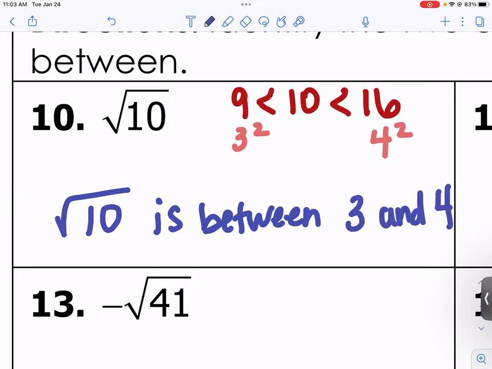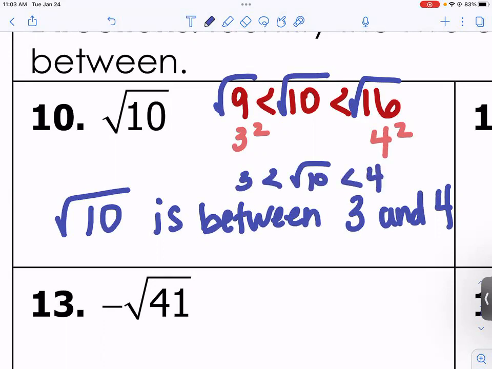So 10 is between 9 and 16. So when we talk about the square roots, right? The square root of 9 is 3, and the square root of 16 is 4. Okay.